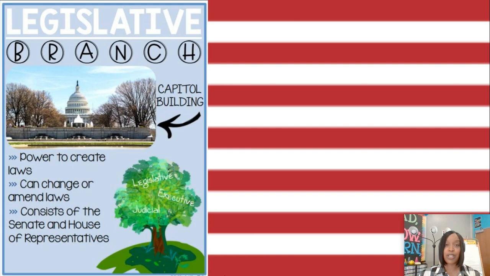The first branch we're going to discuss today is the legislative branch. The legislative branch has the power to create laws. They can also change or amend laws. The legislative branch consists of the Senate and the House of Representatives.